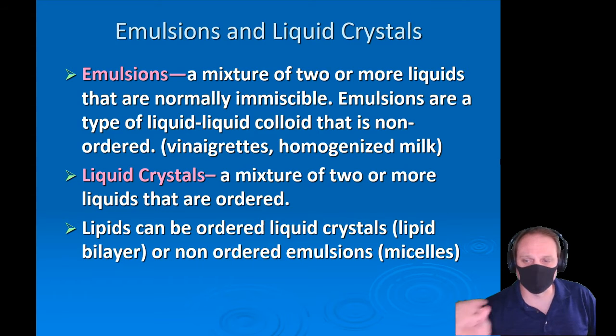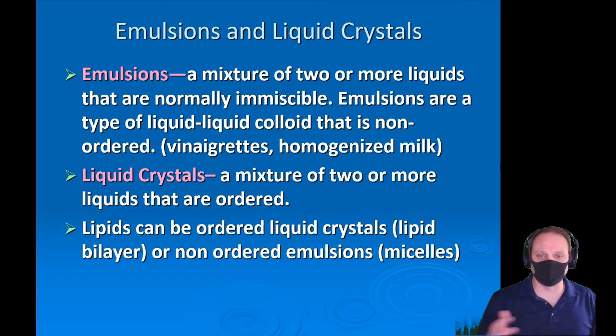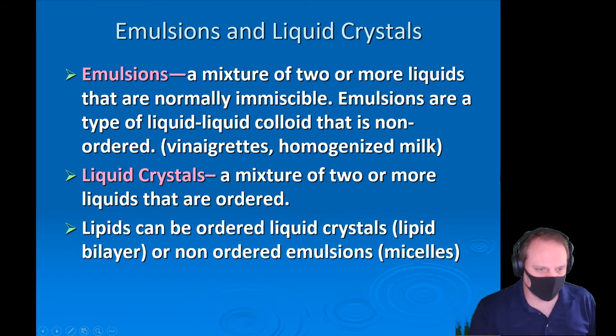And so there are these tiny little spheres called micelles, and they can be all different sizes, of course, but those are considered emulsions versus liquid crystals. So emulsions are a big part of colloids, because when we look at different types of colloids, a lot of them are emulsions.